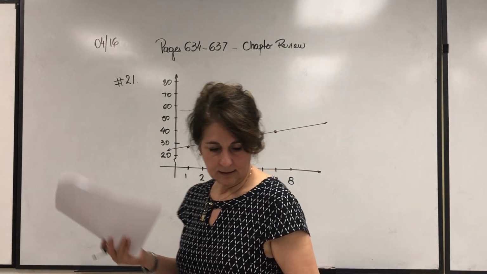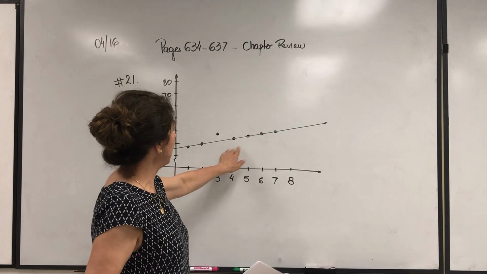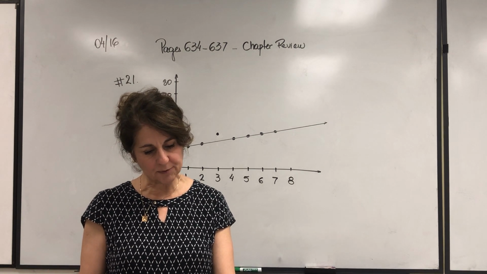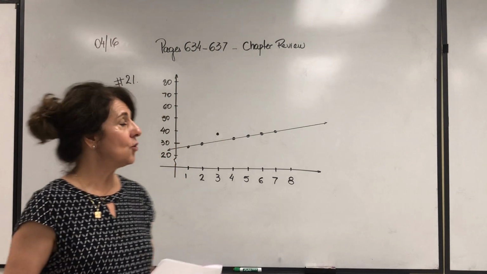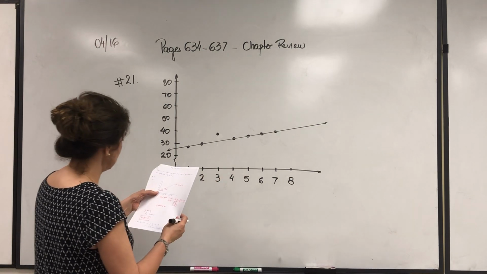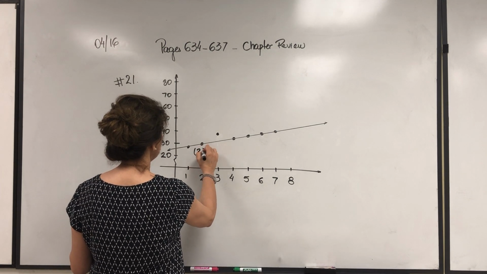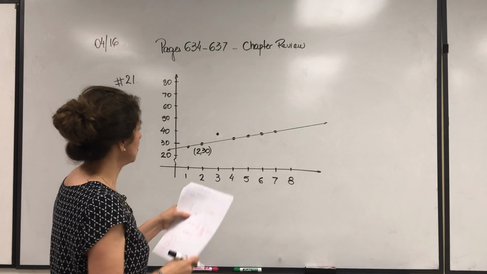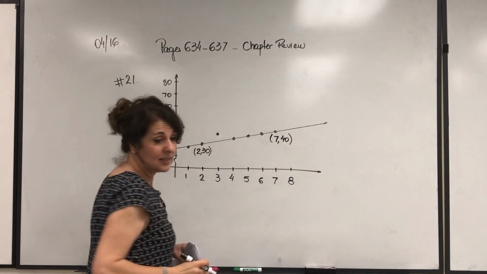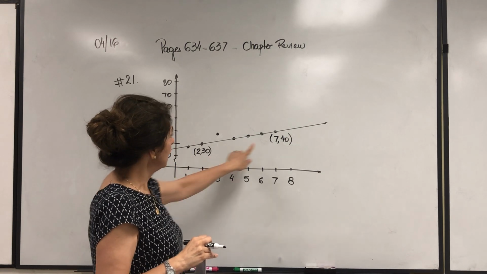So what is it asking? This is letter A. I constructed the scatter plot and drew the line of best fit. Then letter B, write an equation in slope-intercept form for the line of best fit. So for that, I have to choose 2 points. My points, I will choose 2 and 30. This is one of the points that I chose. And the other one is 7 and 40. These are points that are given to you. So I chose numbers that are easy to work with.